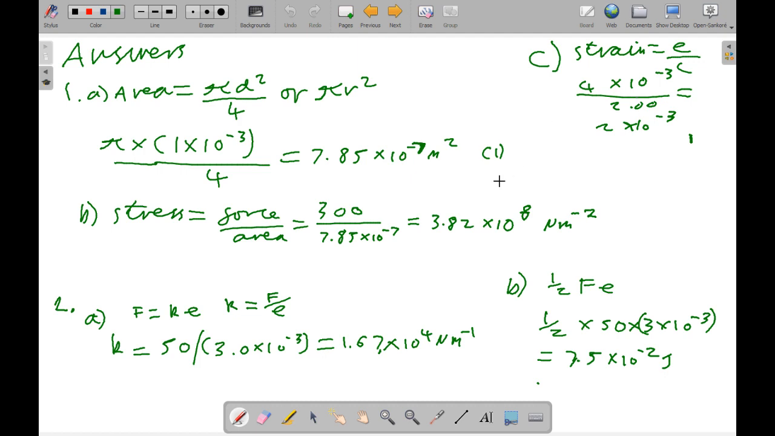And for question 2, F is equal to Ke and K equals F over e. So K is 50 divided by 3 times 10^-3, which is equal to 1.67 times 10^4 Nm^-1. And for part B, elastic strain energy is half times Fe, and given the elastic strain energy is half times 50 times 3 times 10^-3, that is 7.5 times 10^-2 joules.